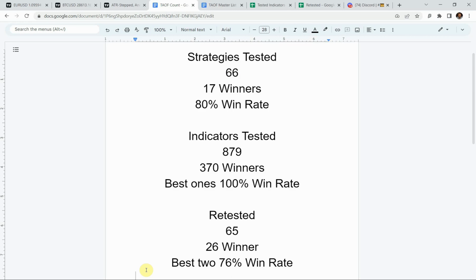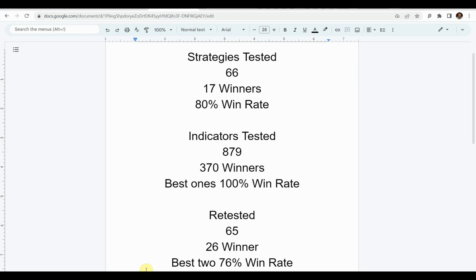We've also tested a total of 879 indicators, with 370 of them being winners. The best ones so far were able to achieve a 100% win rate. Now you need to go back and watch those videos to understand the context of how they were able to achieve that. So go back and watch those videos and see what you can get out of those winning indicators. We've also retested 65 of the winning indicators in the advanced testing. 26 of them have been able to maintain the winning status, the best two at a 76% win rate.